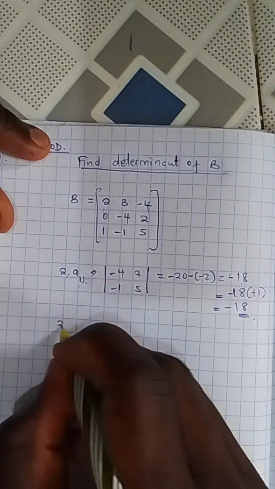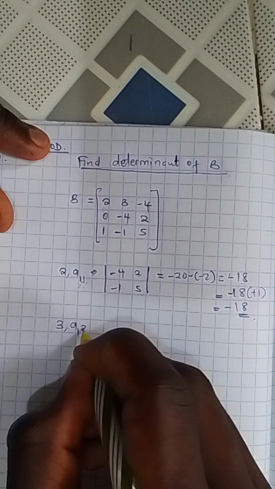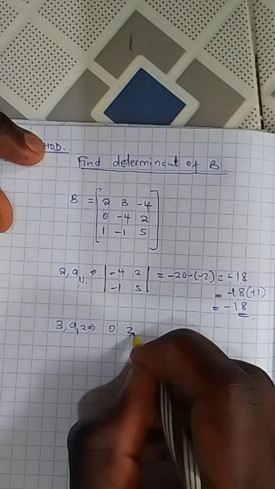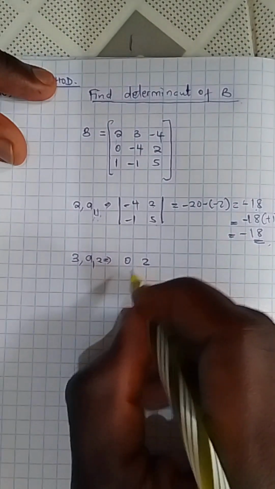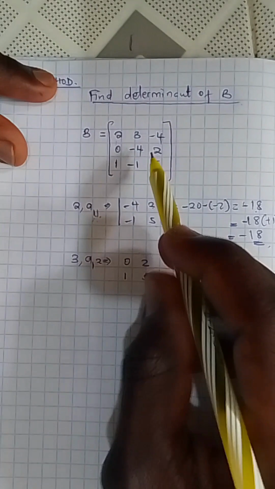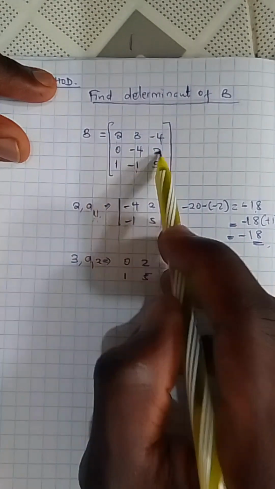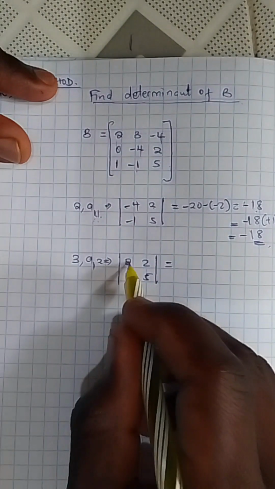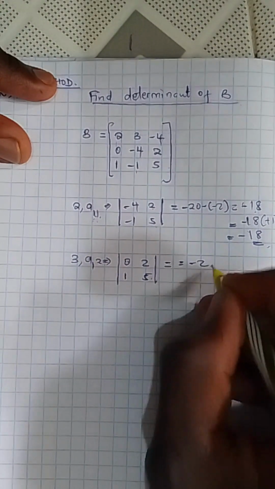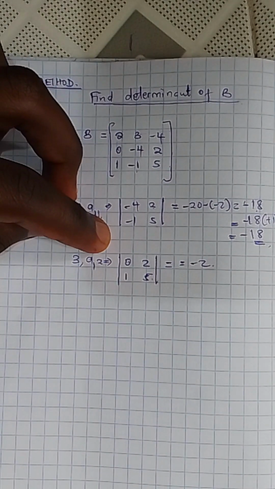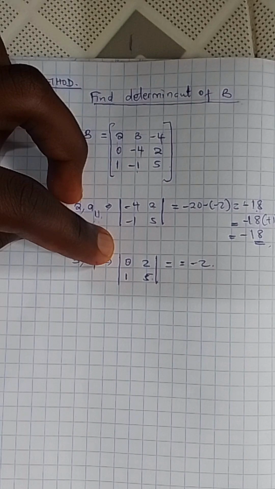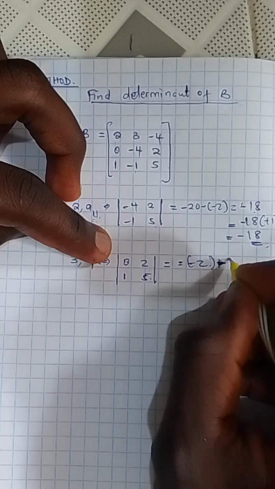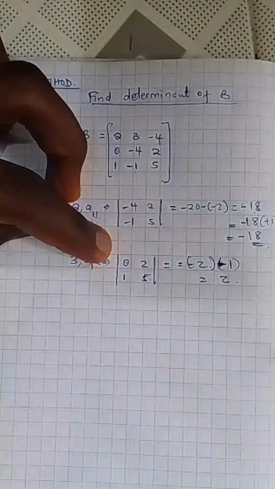Then the cofactor for 3, which belongs to row 1, column 2. So deleting the elements of row 1 and column 2, we remain with 0, 2, 1, 5. Then finding the minor, we say 0 times 5 is 0, minus 2, that is negative 2. And because 3 belongs to the first row, second column, if you add it, you get 3, which is an odd number. Therefore, we multiply it by negative 1, so that we have 2 as the cofactor.